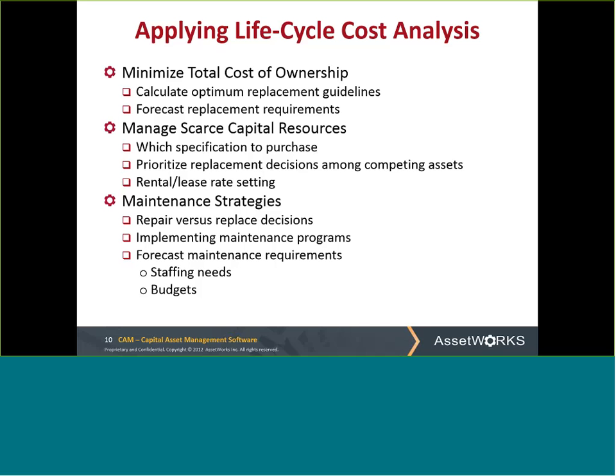When I'm dealing with maintenance strategies, again, repair versus replace, which is a better investment, the new engine or a new truck? When I'm looking at maintenance strategies, do I want to outsource?